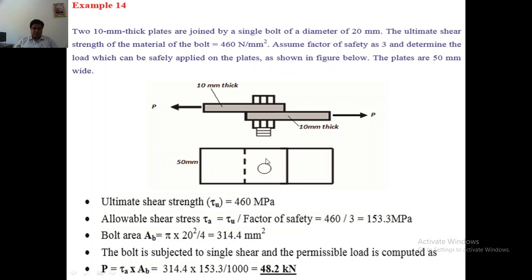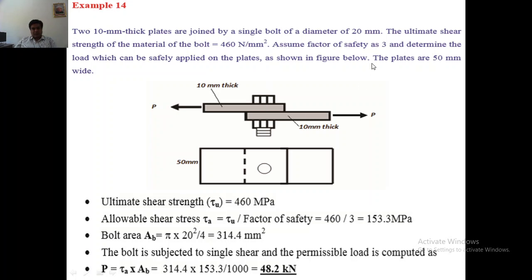So this is the diameter of the bolt. The bolt's cross section is circular, and the diameter is given as 20 mm. The shear force is acting along the cross section of the bolt, and they have given a factor of safety of 3, and the strength of the material of the bolt. This bolt is made of some material having an ultimate shear strength of 460 Newton per meter square.